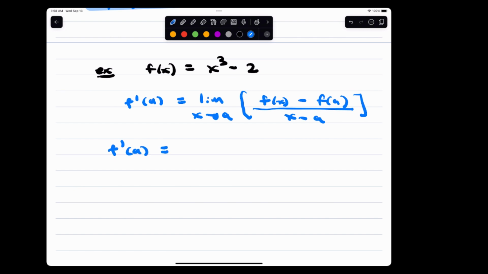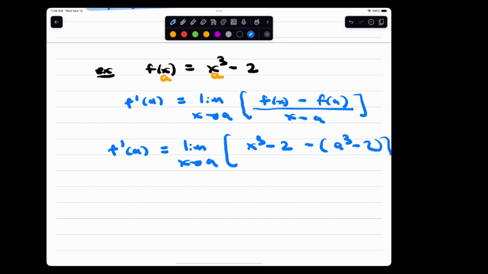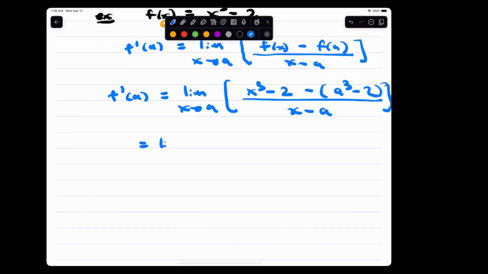F prime a, well, it's going to be a limit again. What's your function, ladies and gentlemen? Isn't that x cubed minus 2? And then what happens when you plug in an a? Minus, what's this? A cubed minus 2. And that's over x minus a. You guys okay with that? All right, you guys okay with that?